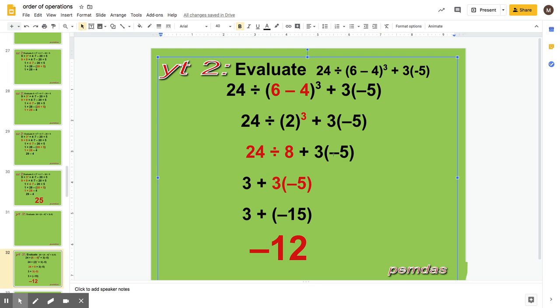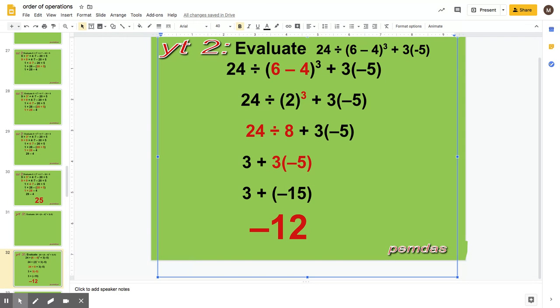Bring down the 3 times negative 5. Now you guys can do multiplication before you add. Please don't add the 3 and the 3, because we have to multiply before we add. 3 times negative 5 would be negative 15. And now we can add the positive 3 and the negative 15. So 3 plus negative 15 will be negative 12. All right, we're almost done here, you guys. Let's go to the next slide.